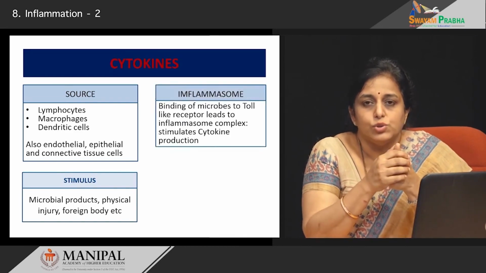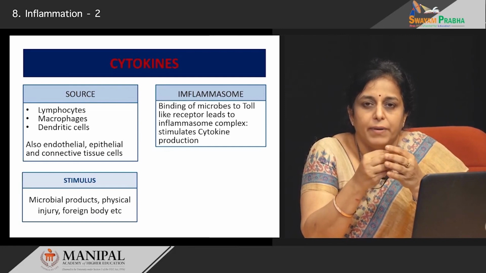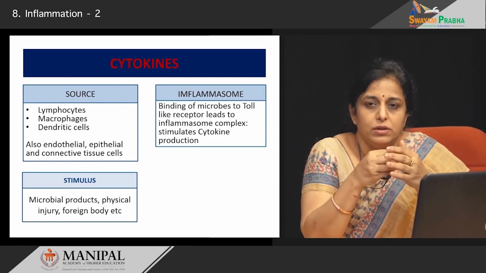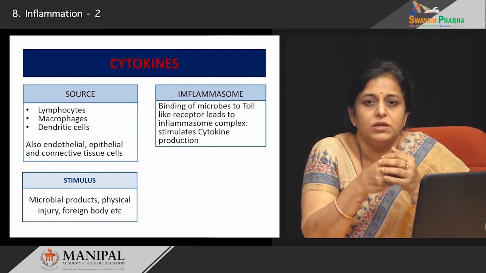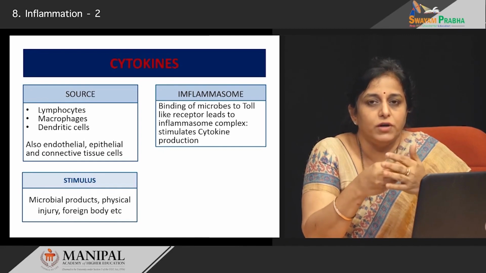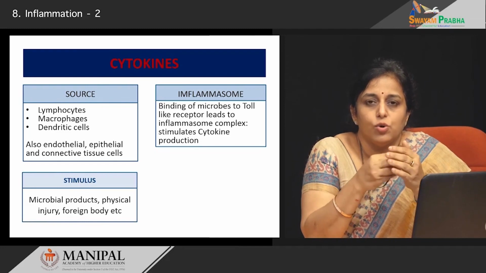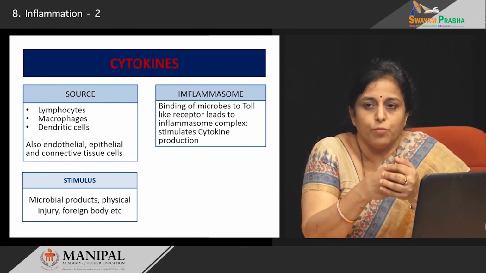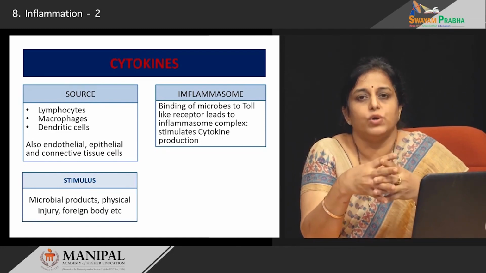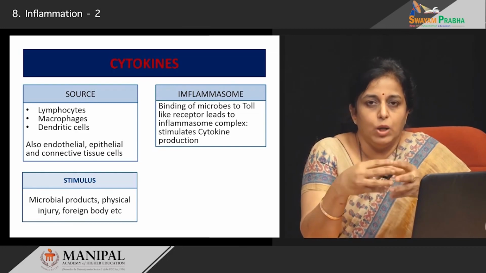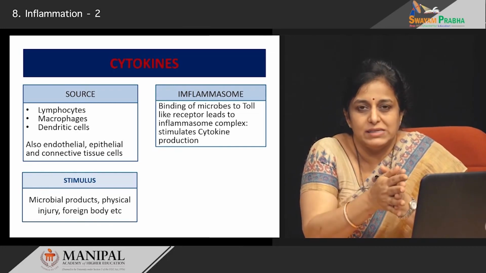And also the binding of the bacteria, the microbes to the receptors on the cells, which are the toll-like receptors. I am sure you have learnt about toll-like receptors in the chapter on immunity. These toll-like receptors bind to the microbial products and form a complex called an inflammasome. Now, this causes release of cytokines by the cells.